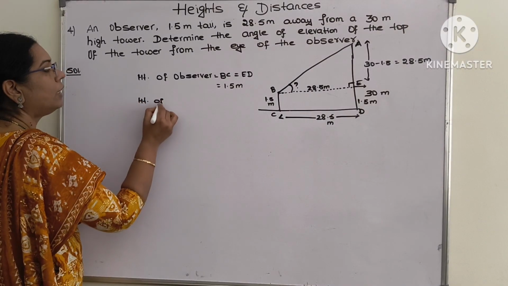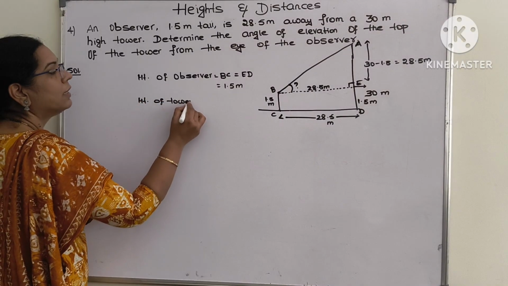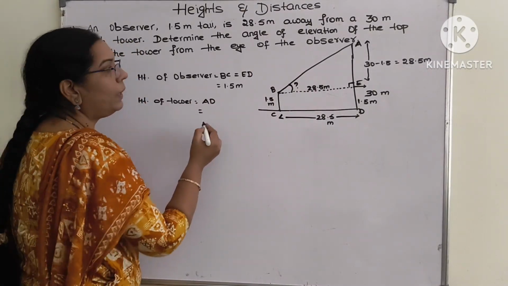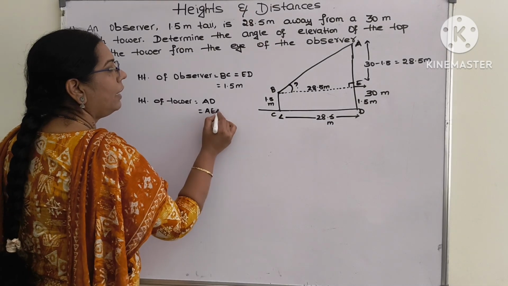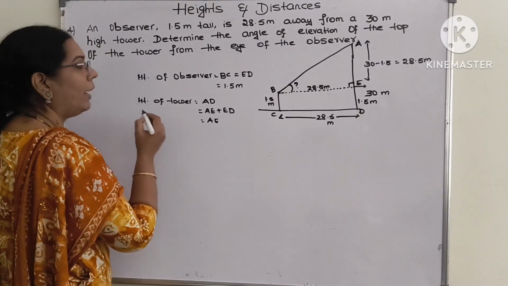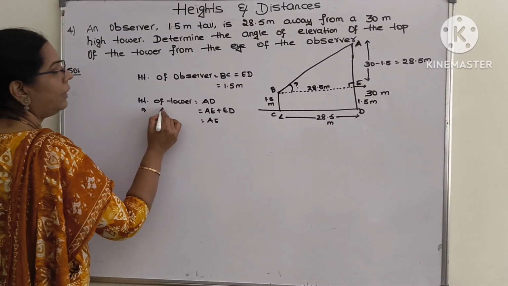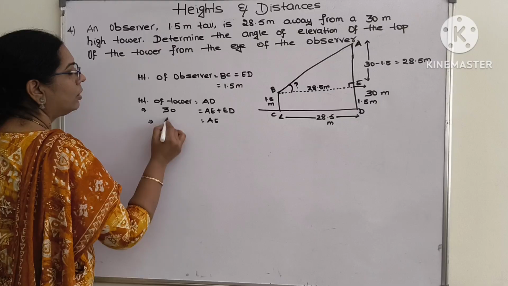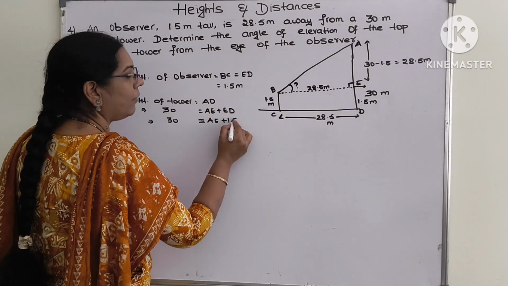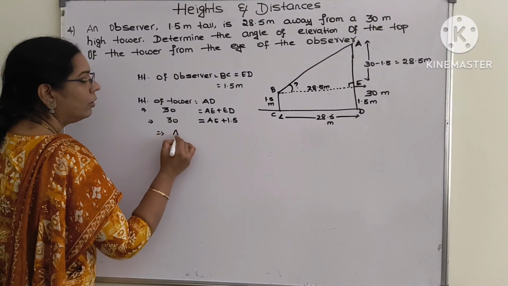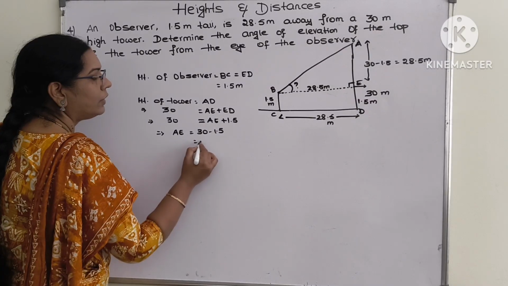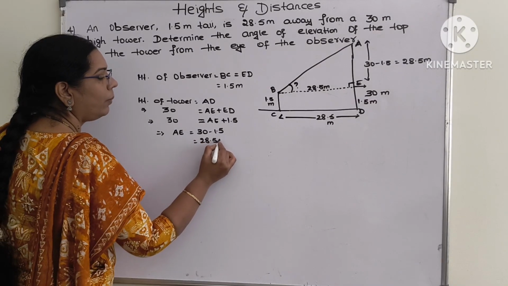Height of tower. What is the height of the tower we are considering? We are considering it as AD, and AD can be split and written as AE plus ED. We know the height of the tower is 30. So 30 is equal to AE plus ED, which is also 1.5. So ultimately AE is equal to 30 minus 1.5, which is 28.5 meters.